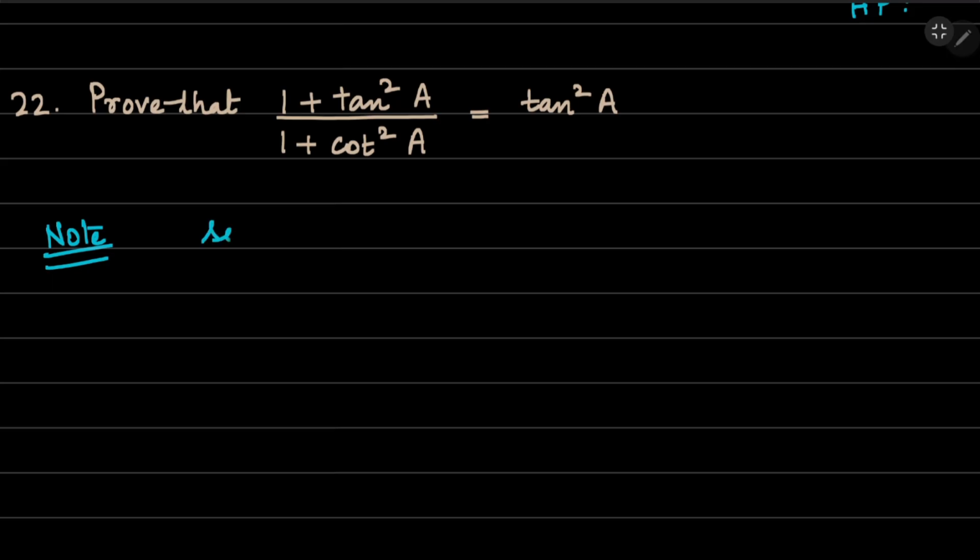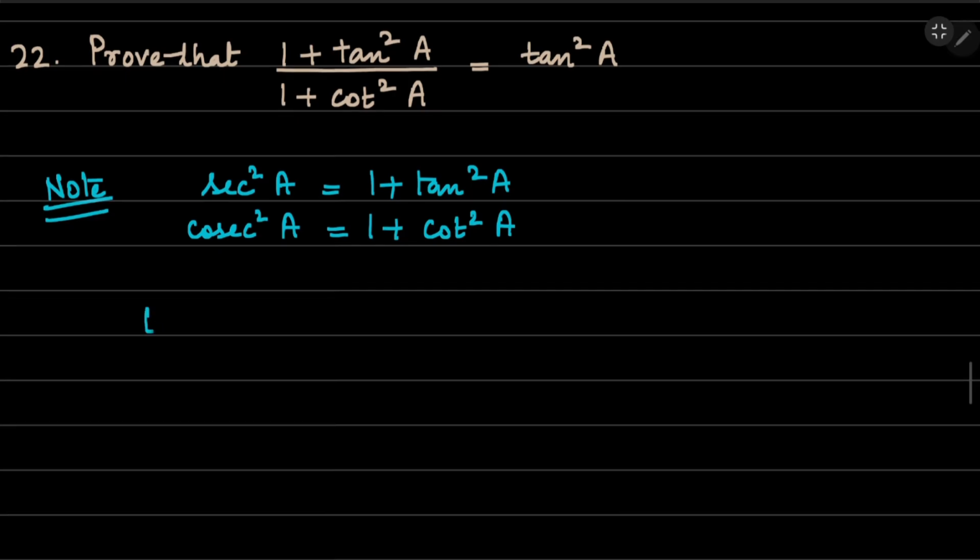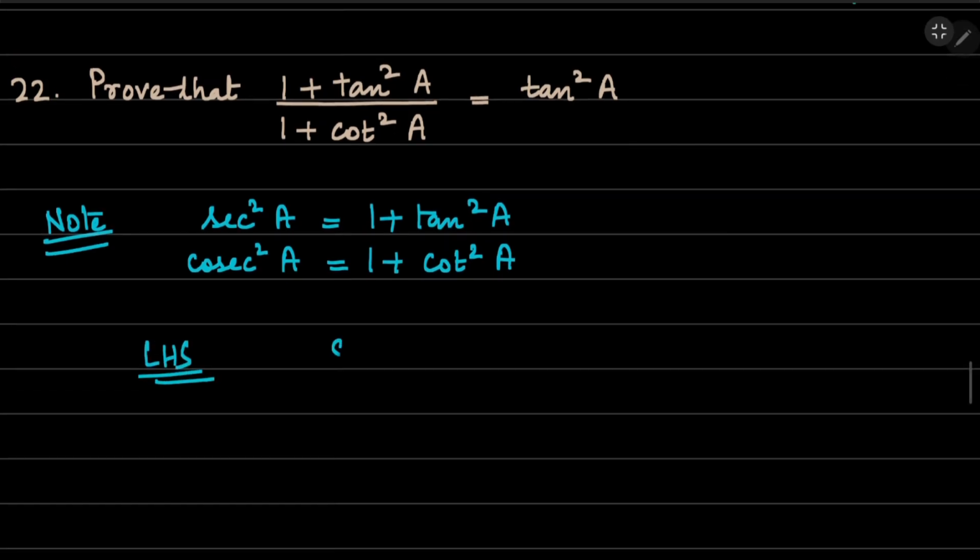What is secant square A? It is equal to 1 plus tan square A. And cosecant square A is equal to 1 plus cot square A. So now let's take our LHS. What is 1 plus tan square? It is secant square A, divided by 1 plus cot square, which is cosecant square A.